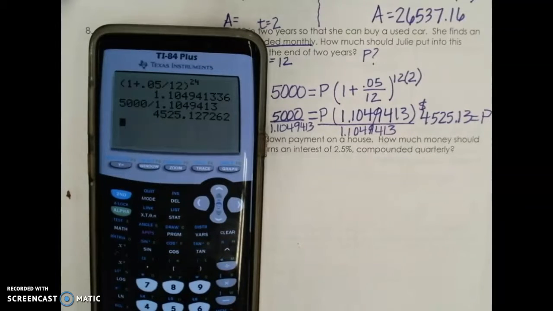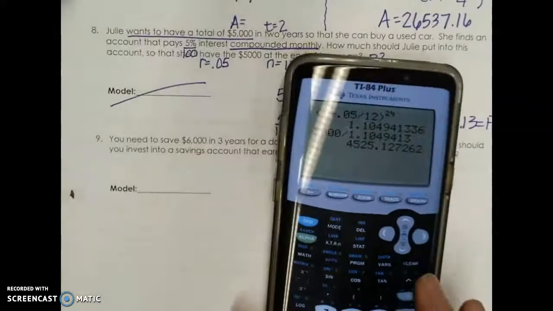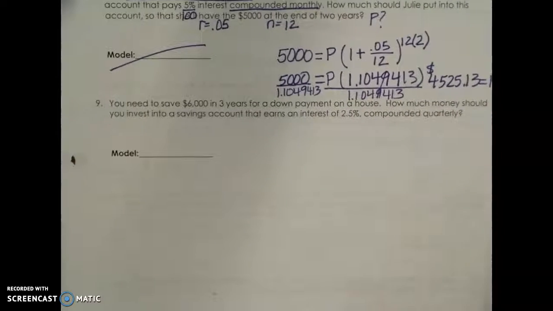So to have that much money in 2 years, Julie's going to have to put $4,525.13 into her bank account today. So just be real careful when you're reading these on how it's asking and what it's giving. So let's try the very last one.